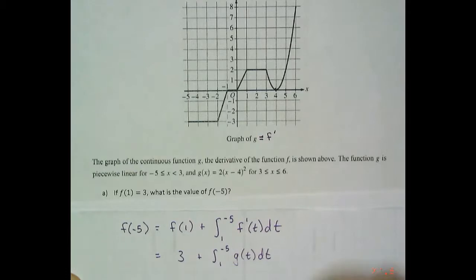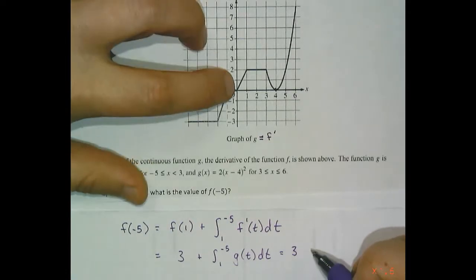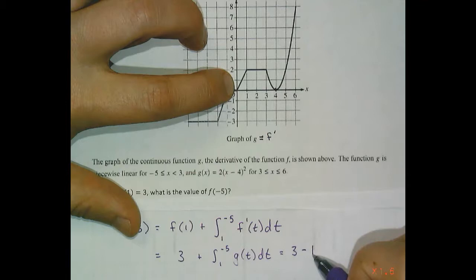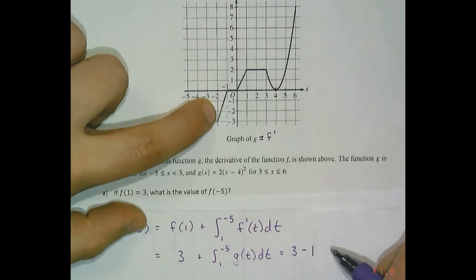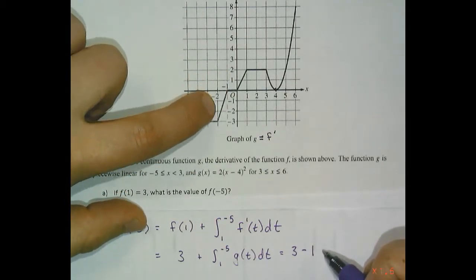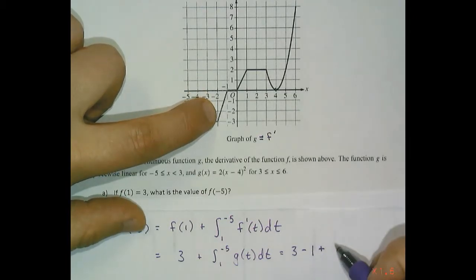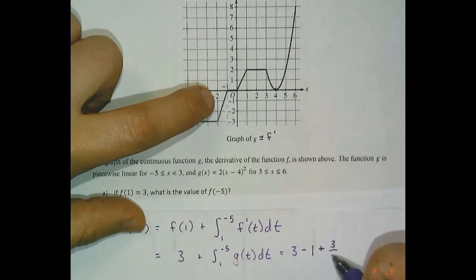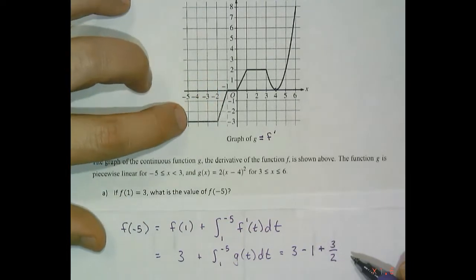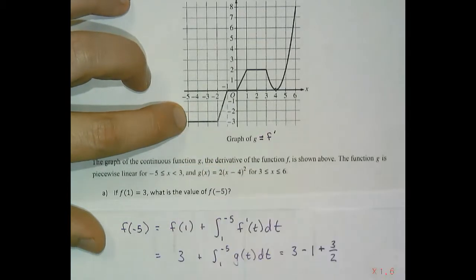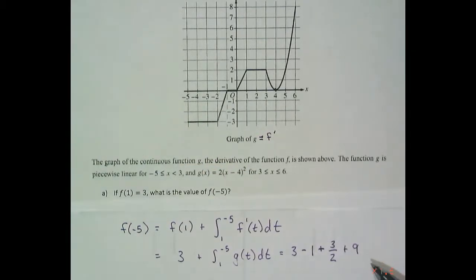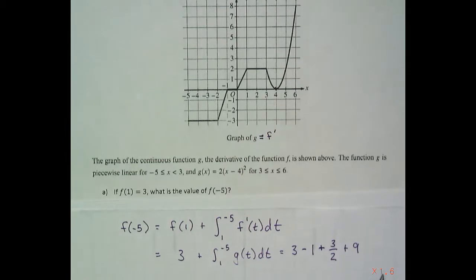So this is equal to 3, the first triangle is 1 unit. This triangle, which is below the axis, will be a positive accumulation, base times height divided by 2. And then we back up all the way to 5, which is another 9 squares, so plus 9. So that's the numeric answer. It needn't be simplified, but if we did simplify it, 3 minus 1 is 2, plus 9 is 11, plus 1.5 is 12.5.